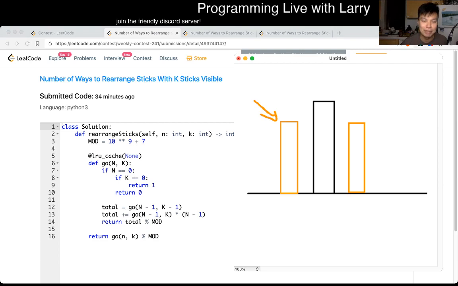If this is in the front, then you see two blocks. And if it's in the back, then it's still one block, right? So that's basically the idea for now.